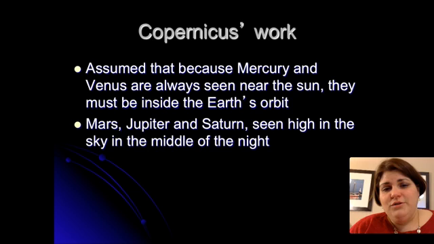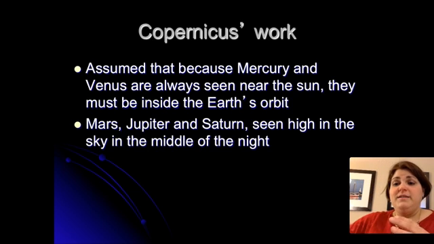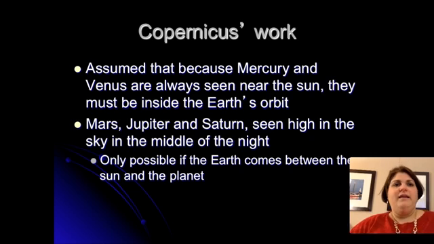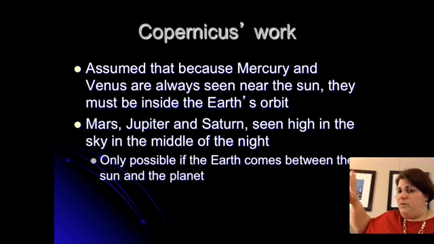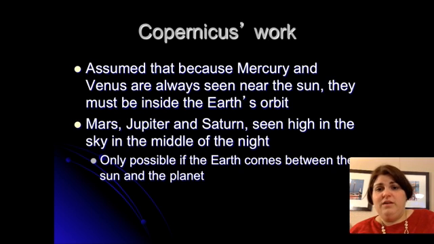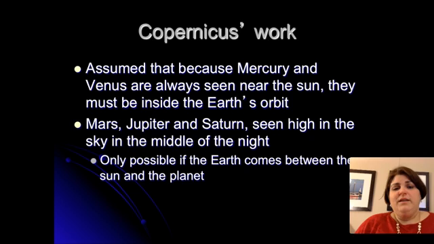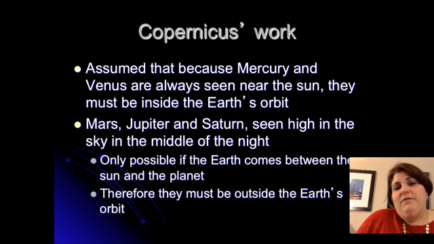Further, Mars, Jupiter, and Saturn, they could be seen in the direction of the sun, but they could also be seen in the middle of the night in the complete opposite direction of the sun. Well, that would only be possible if the sun was one direction from Earth, and the planets were the other direction. And so consequently, they have to be outside of Earth's orbit in order for that ever to happen. So Copernicus, that was his general thinking to establish that the sun was at the center, then Mercury, then Venus, then Earth, then Mars, then Jupiter, and Saturn.